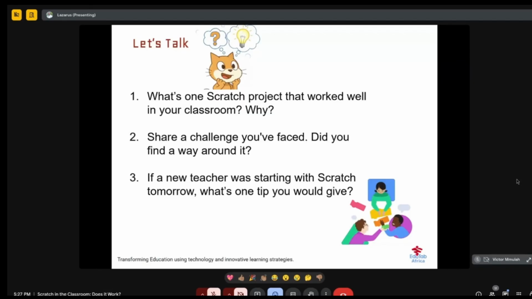And let me just say thank you so much, as someone who's very passionate about Scratch, for that particular initiative. And I'm happy that, just as you've mentioned, there are a lot of possibilities when it comes to coding.